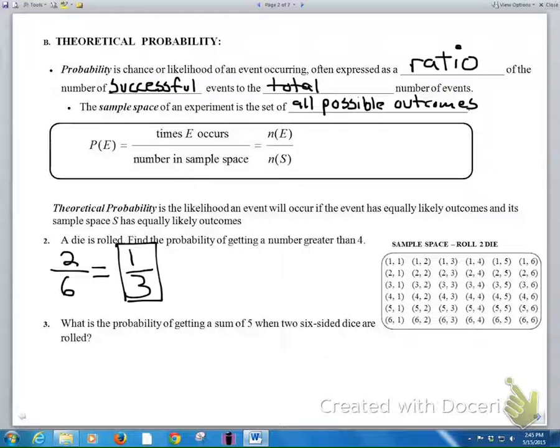Now, the sample space for rolling 2 dice is there, and that's 36. 6 times 6. What is the probability of getting a sum of 5? So you want to add up all the sums that are 5 in there, and there's 4 of them. So it would be 4 out of the total, which is 36, and then you would reduce. So pause the video if you need a little more time to understand or write this down.